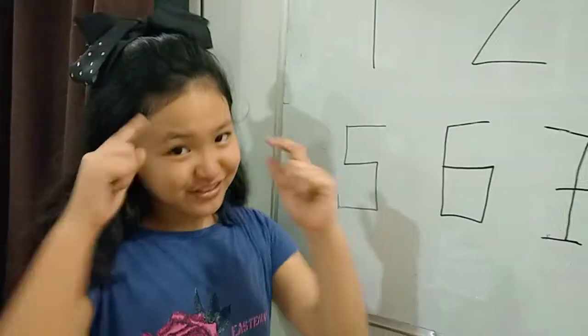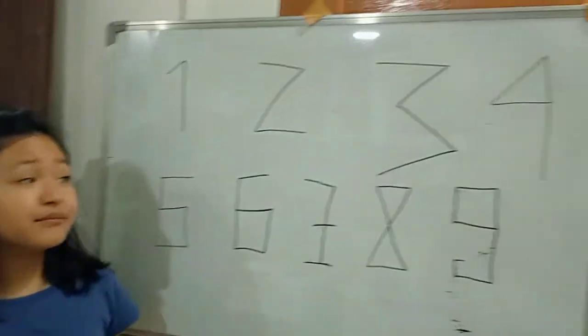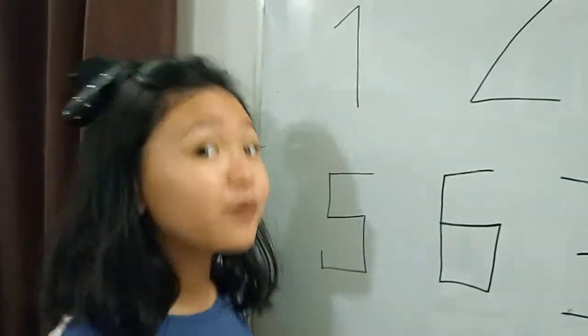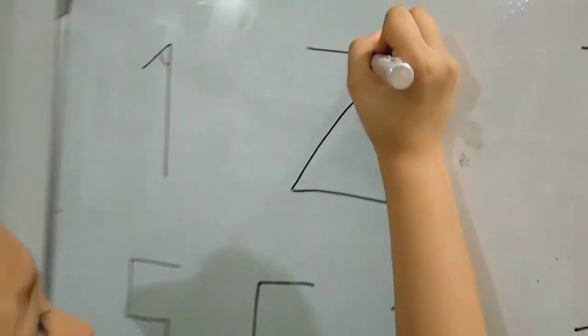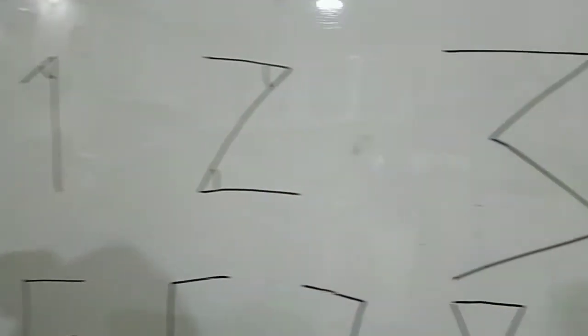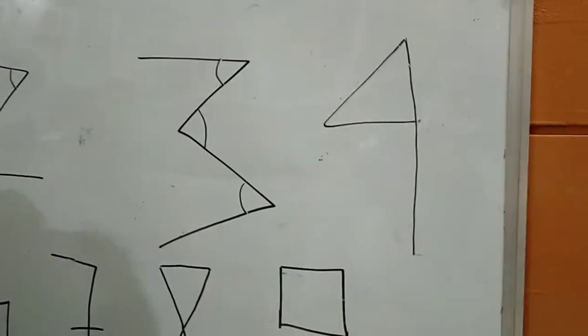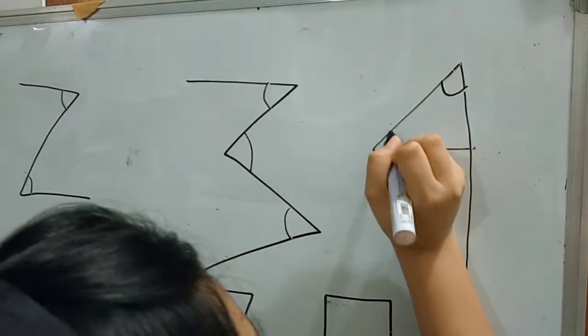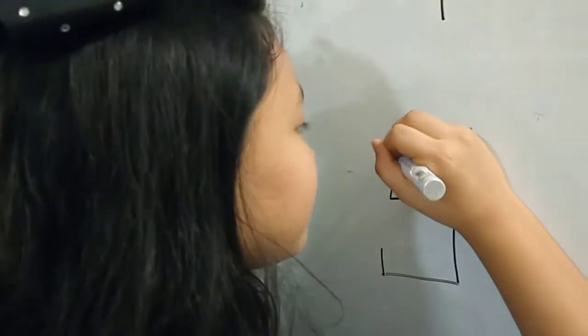Now it's time for some trivia! Did you know that numbers were formed because of their number of angles? Number one has one angle. Number two has two angles. Number three has three angles. And number four has four angles. Number five has five angles.